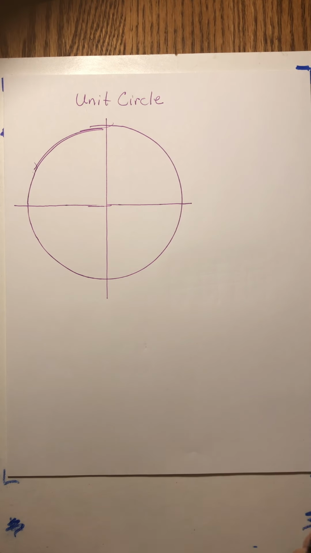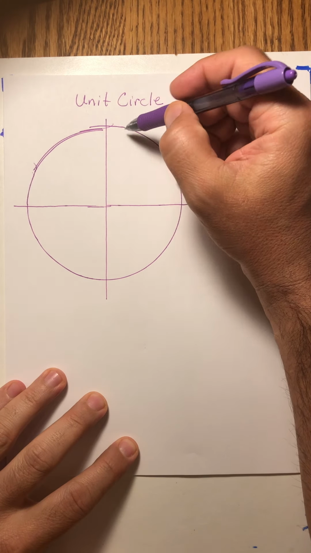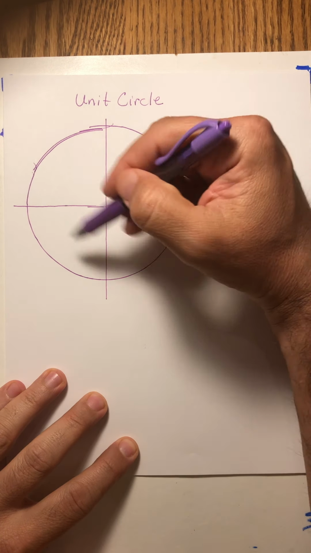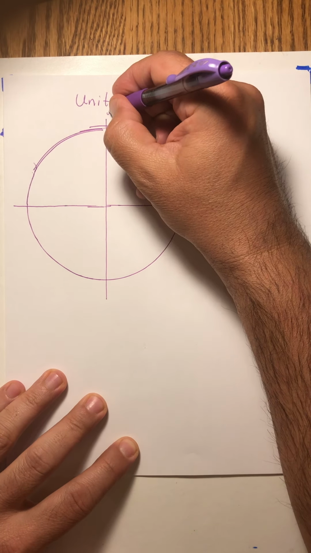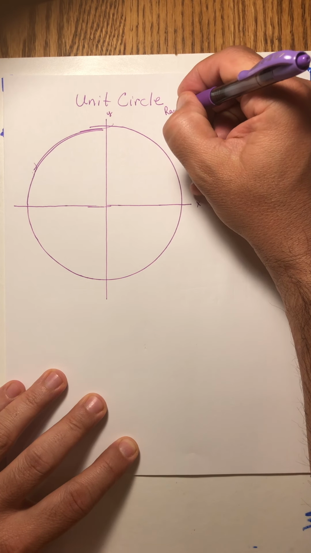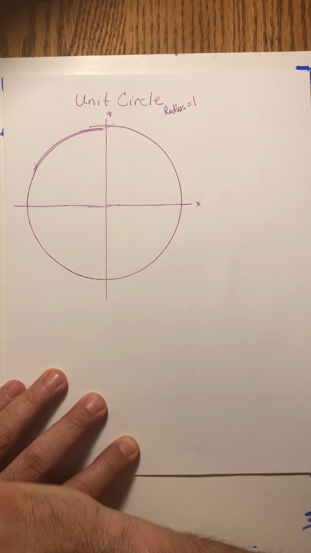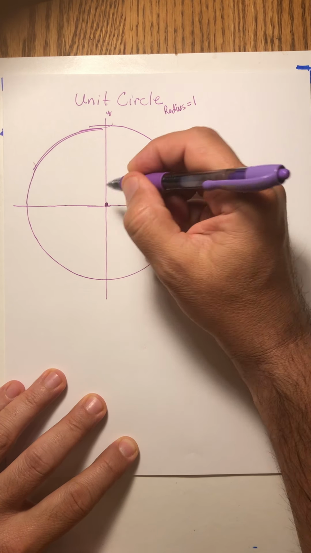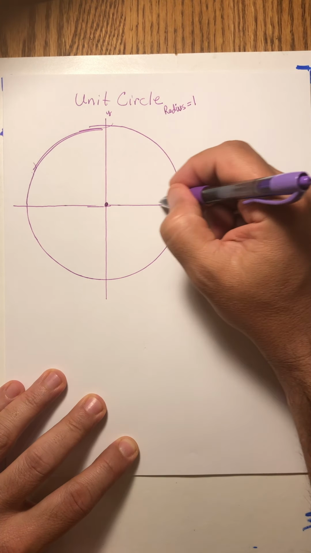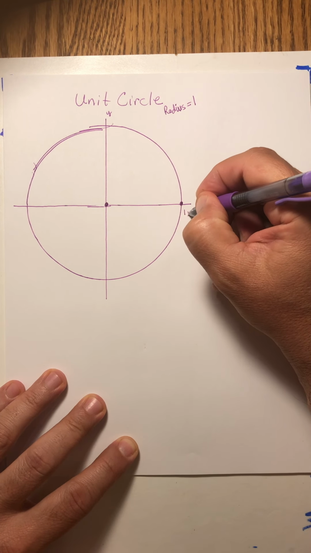The unit circle is special for us because, by definition, it's a circle drawn on our coordinate plane, on our xy axis, and it has a radius equal to 1. So, centered at the origin, the distance from the origin to this point of intersection is 1, 0.